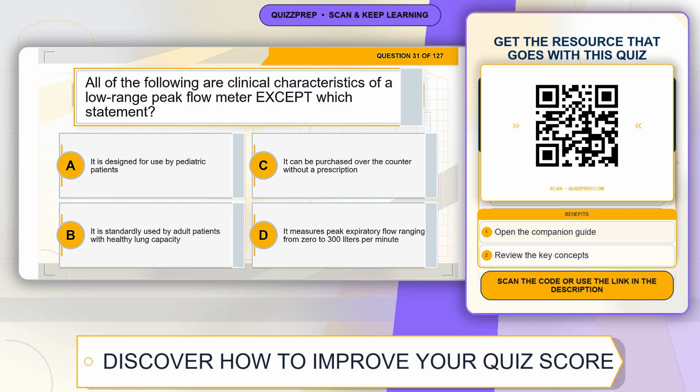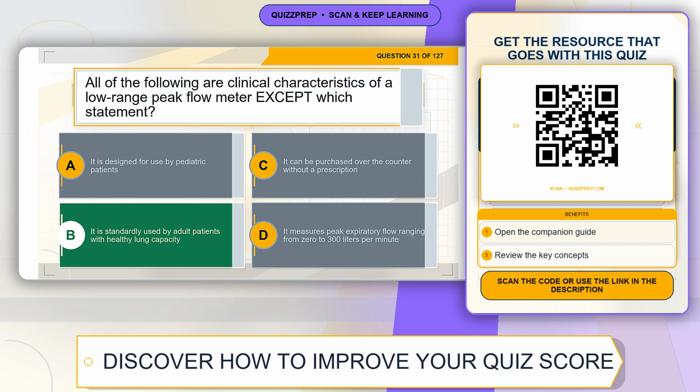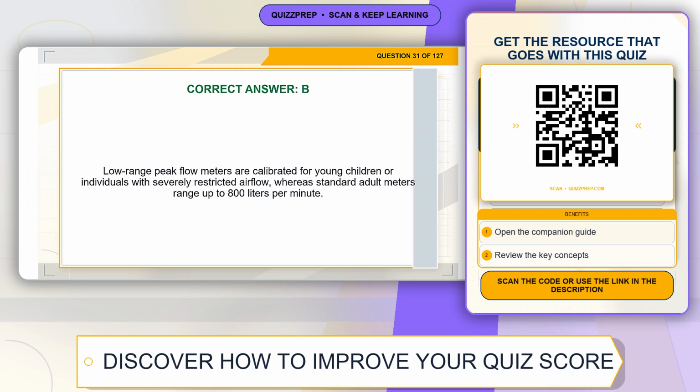Question 31. All of the following are clinical characteristics of a low-range peak flow meter except which statement? Option A, it is designed for use by pediatric patients. Option B, it is standardly used by adult patients with healthy lung capacity. Option C, it can be purchased over the counter without a prescription. Option D, it measures peak expiratory flow ranging from 0 to 300 liters per minute. The correct answer is option B, it is standardly used by adult patients with healthy lung capacity. Explanation.